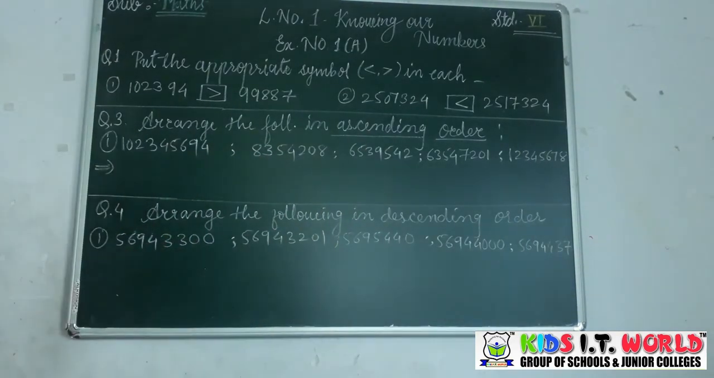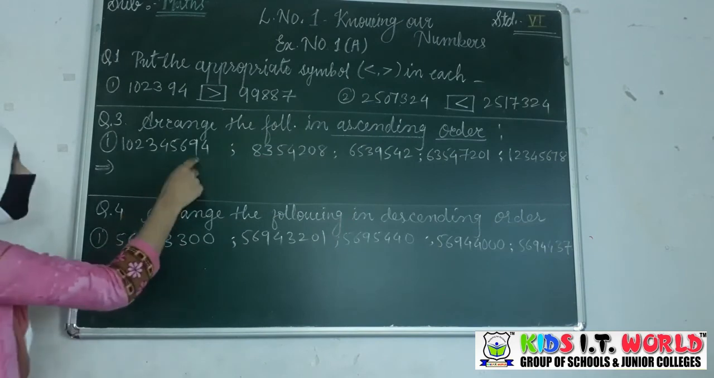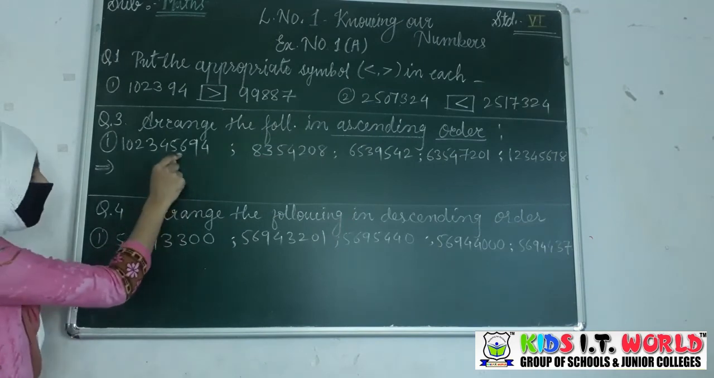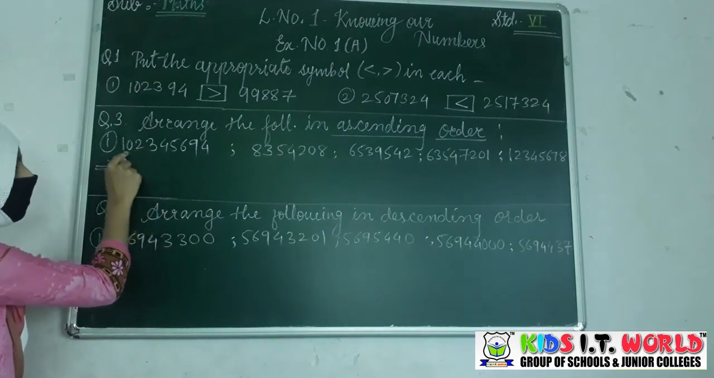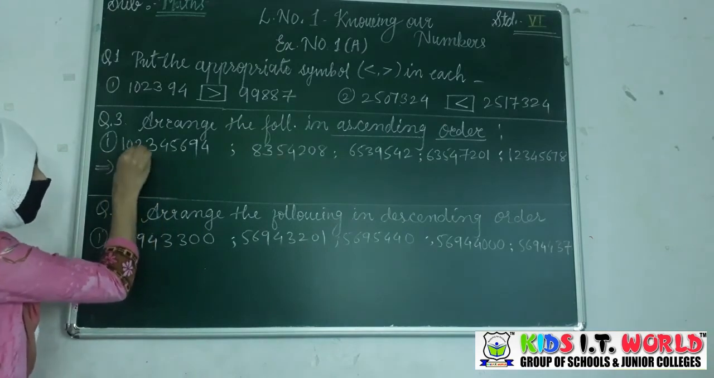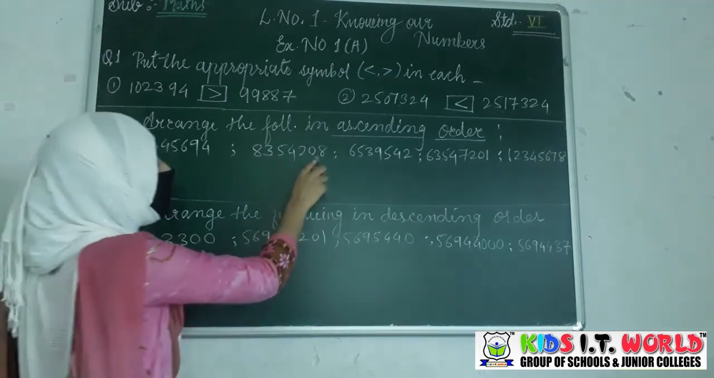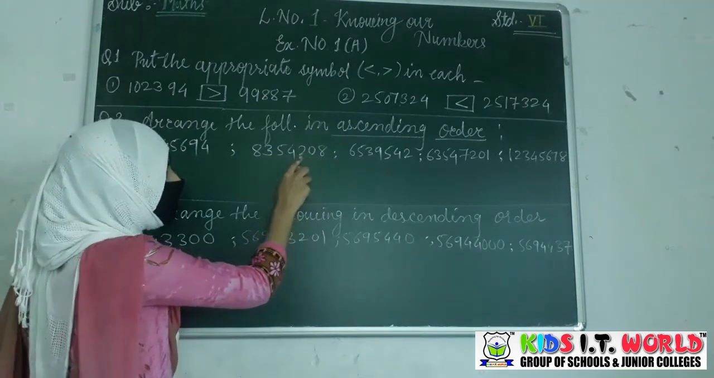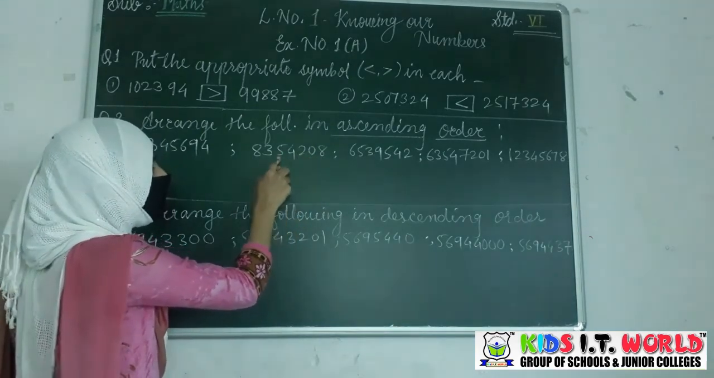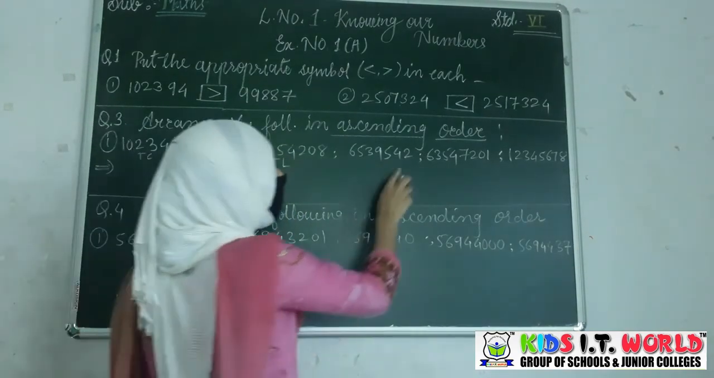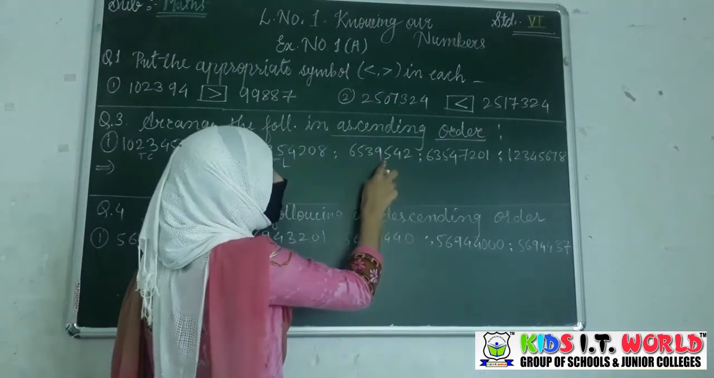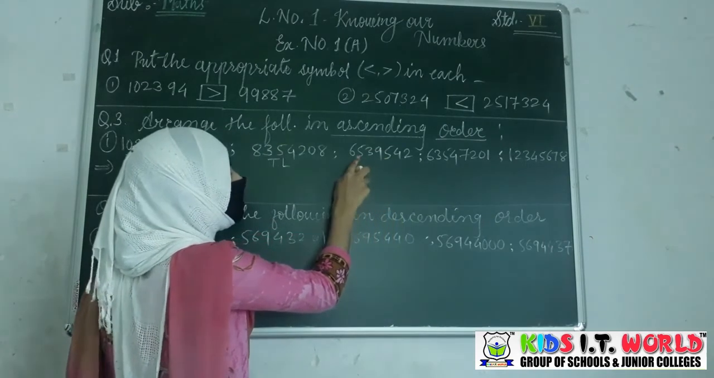How will you arrange it? First of all, see the place value of each number. So here we will see ones, tens, 100, 1000, 10,000, lakh, 10 lakh, crore and 10 crore. So it is about 10 crore. Here, ones, tens, 100, 1000, 10,000, lakh, 10 lakh. It is about 10 lakh. Ones, tens, 100, thousand, 10,000, lakh, 10 lakh.